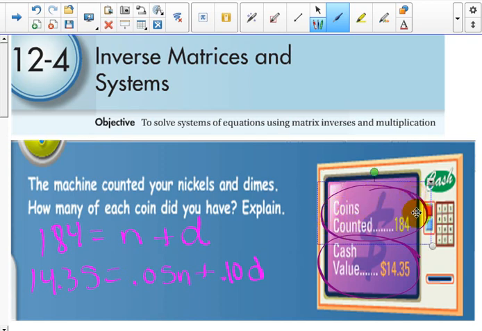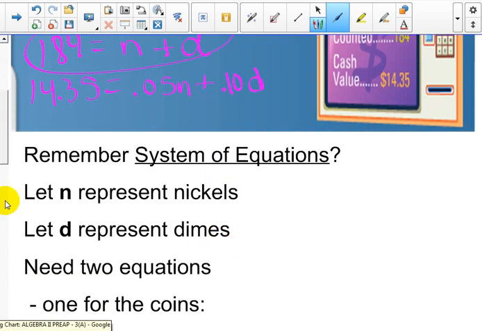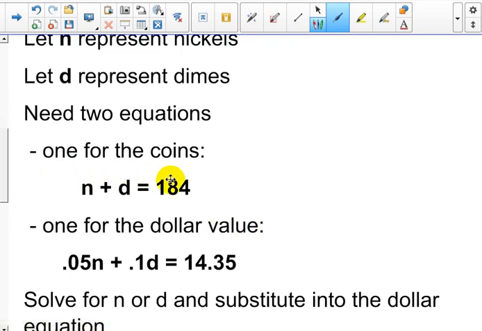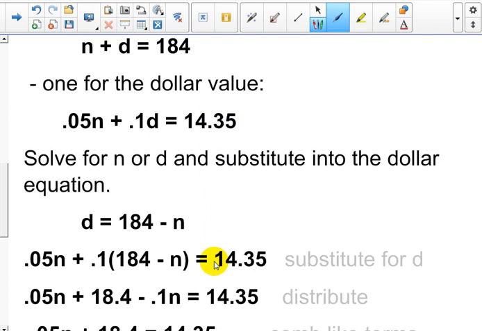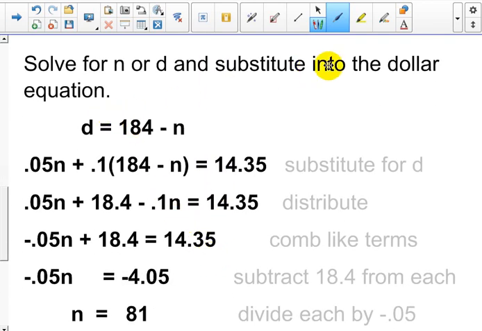Now how would you solve for this? Well, you would take the most simple equation, this first one, and you would solve for either N or D, and then substitute that into the next equation. So letting N represent the nickels, D represent the dimes, there's our two equations: N plus D equals 184, and 5 cents times the number of nickels plus 10 cents times the number of dimes is equal to $14.35.